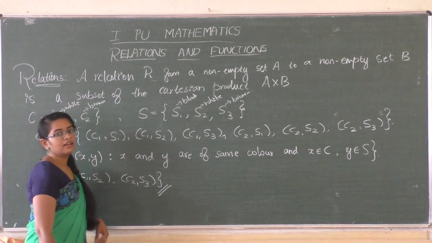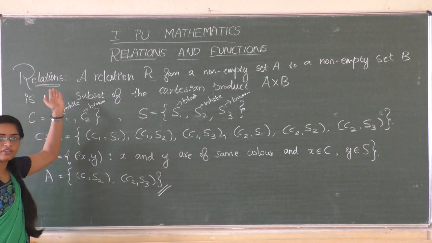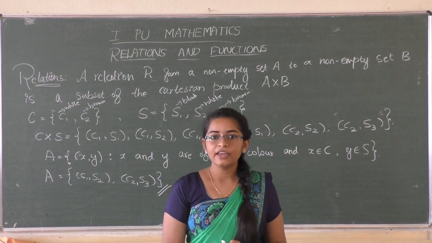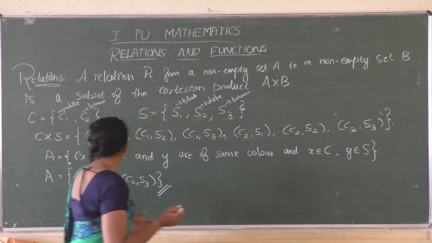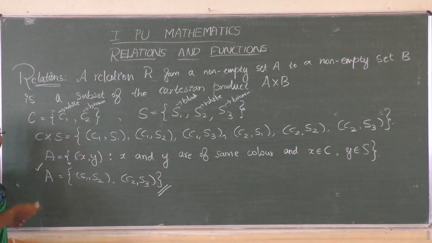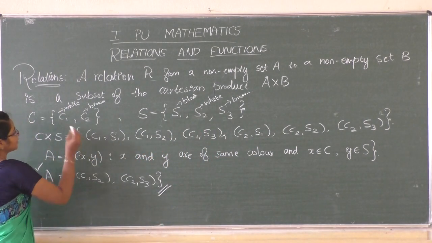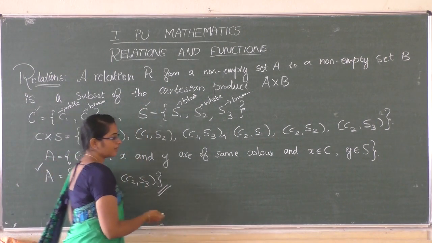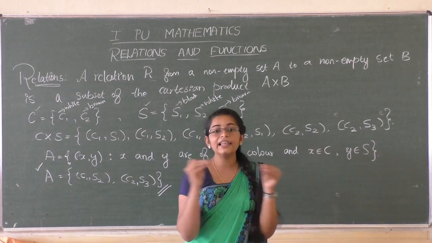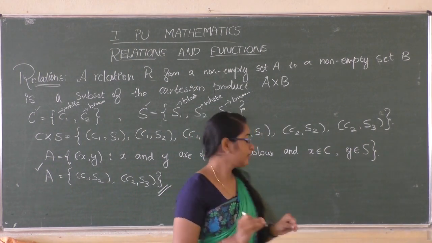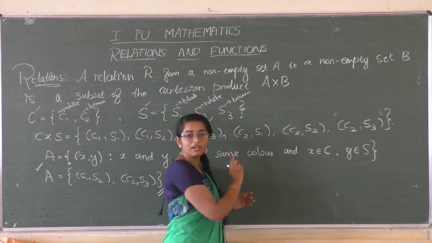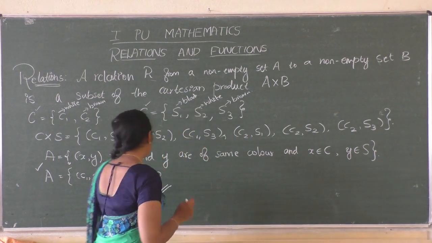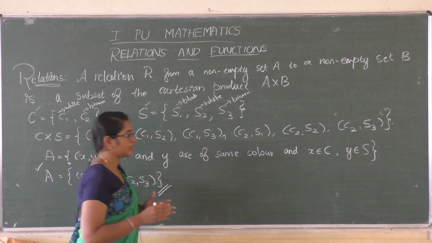Okay, then come to the definition of relations. Any subset of the Cartesian product A cross B is a relation. Then note that this A is a relation from the set C to the set S. Here this relation is nothing but a link between any two objects. Here the link is same color. Color is the link between two objects here. Okay, I hope you are following this.